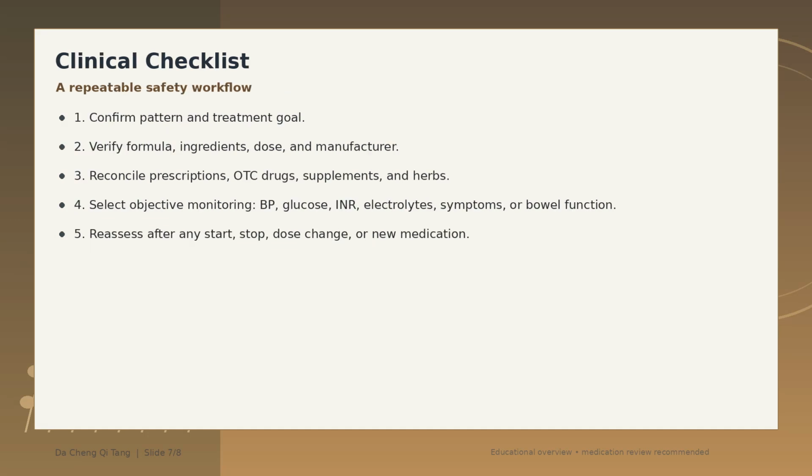A useful clinical checklist has five steps. 1. Confirm the traditional pattern. 2. Identify the exact product and full ingredient list. 3. Reconcile prescriptions, over-the-counter drugs, supplements, and other herbs.